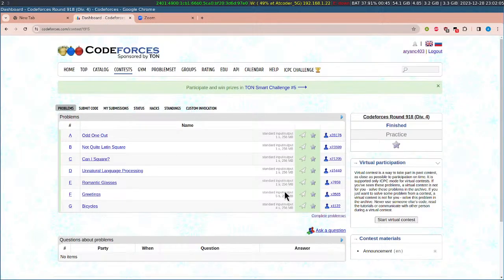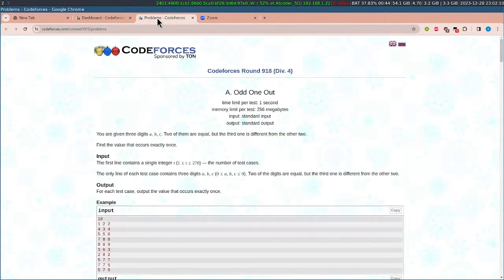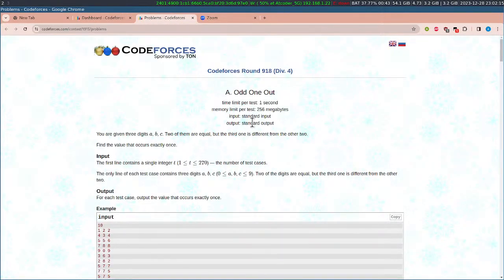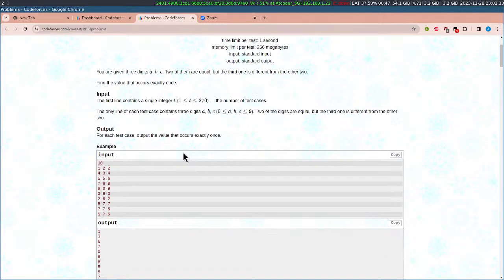Let's get started. We'll start with the easier problem, and I will also try to code the problems this time. The first problem is we are given three digits A, B, C, and two of them are equal. The third one is different from the other two. Find the value that occurs exactly once. If we look at the samples, in the first sample the example is 1 2 2, where 2 appears two times.